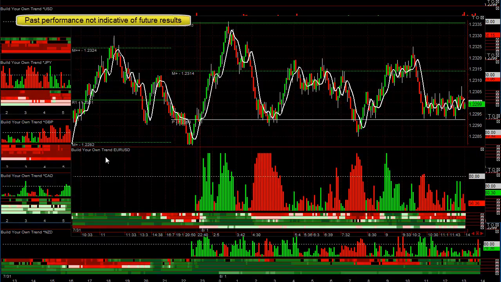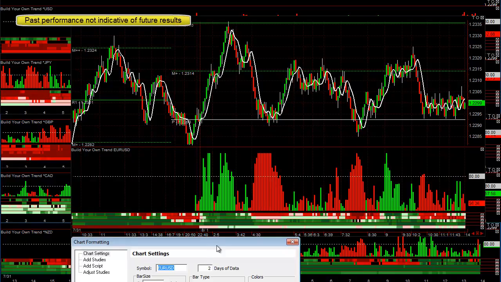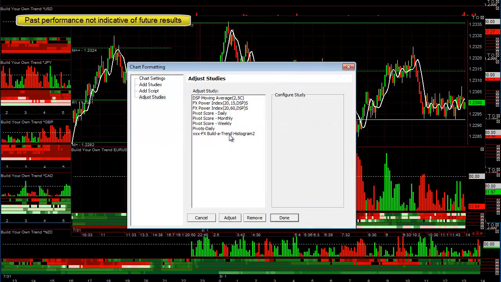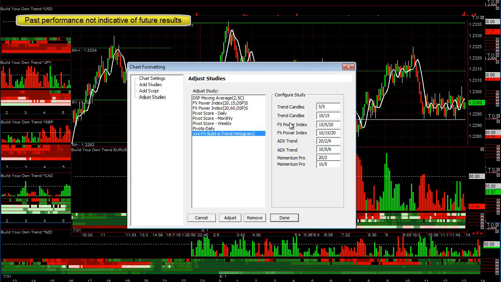And I'm also working on enhancing our build your own trend tools to focus primarily on intensity of trends rather than the percentage of currencies trending up or down. This is one that I'm either going to get rid of the old one or release this as a secondary indicator. And you can see I have 2 trend candles, 2 FX power indexes, which now uses the faster digital signal processing technique versus the slower regular moving averages, 2 ADX trend intensities, and 2 momentum pros.